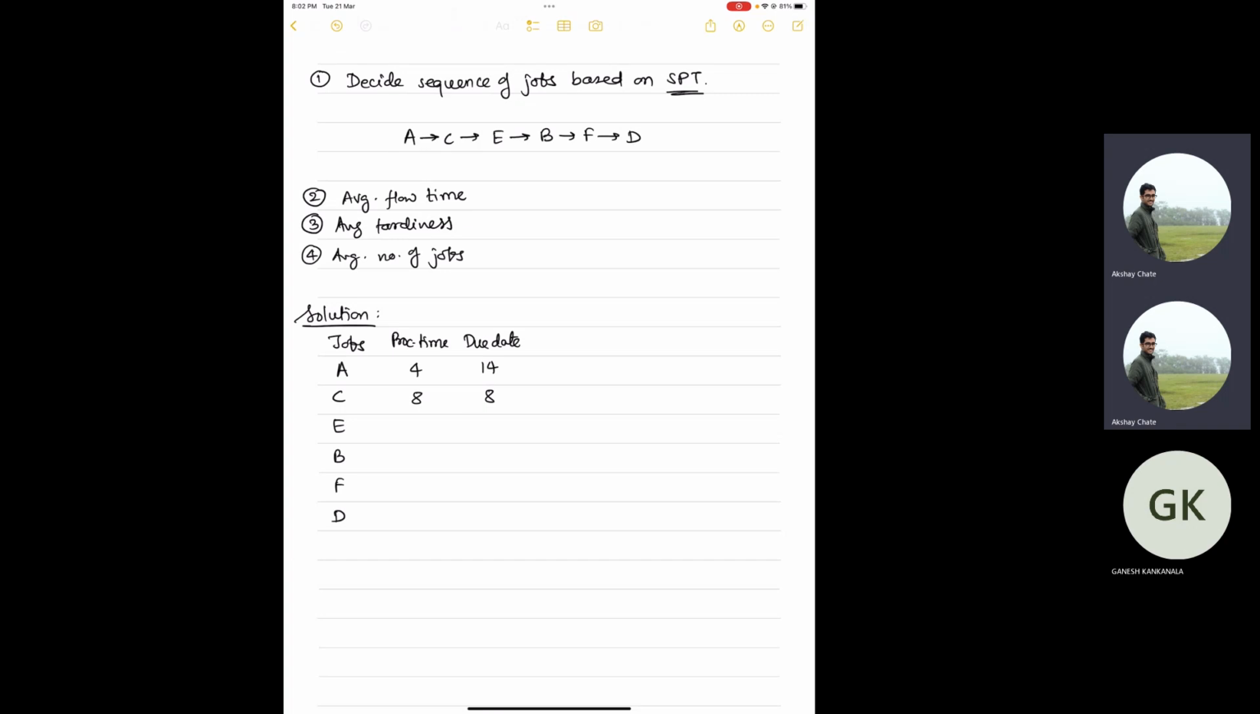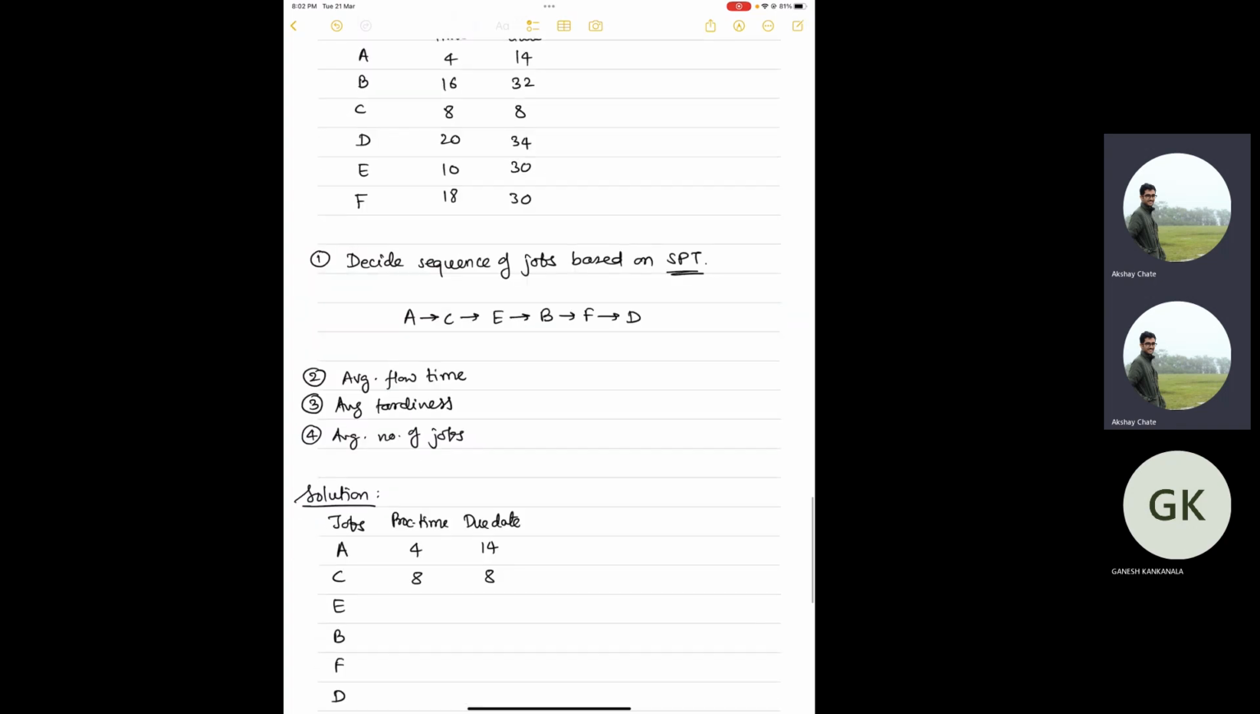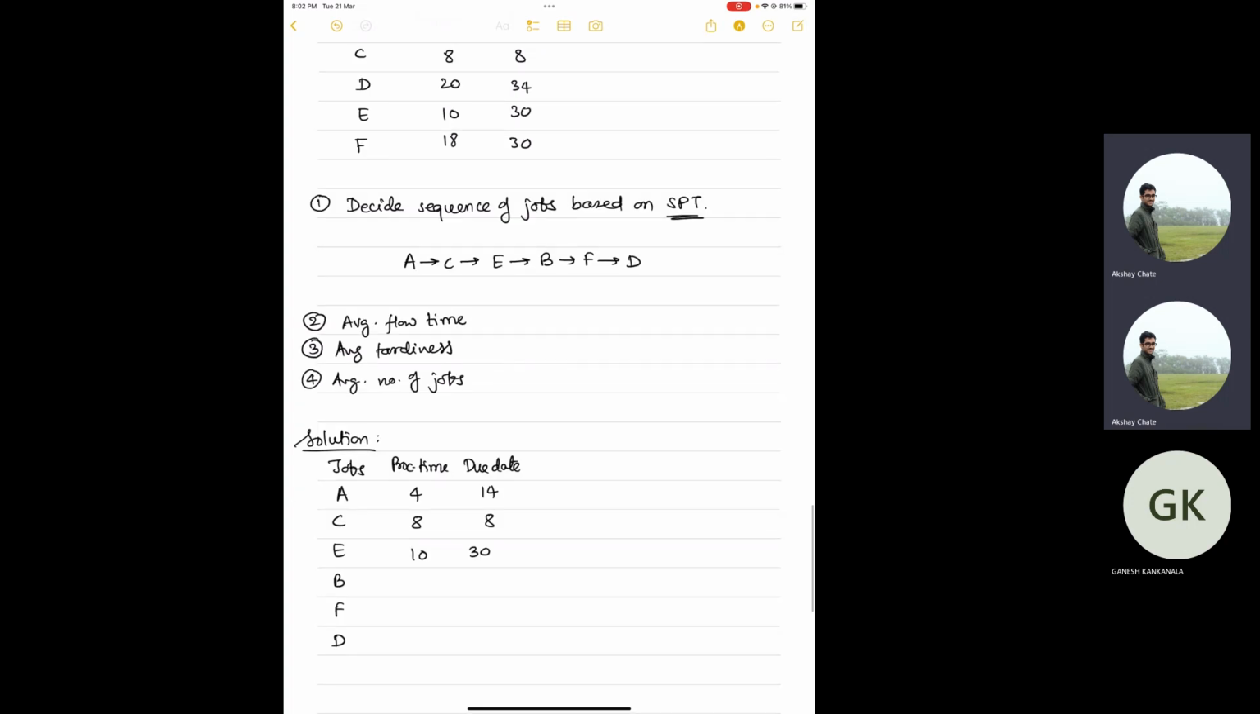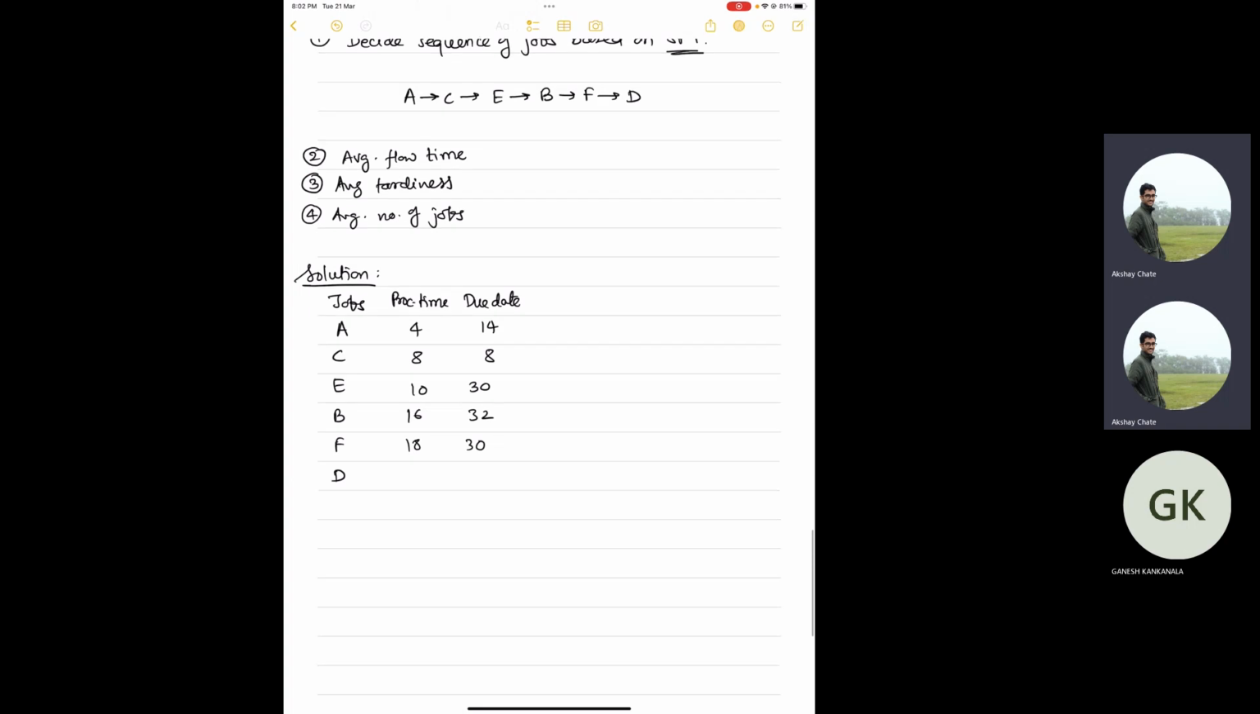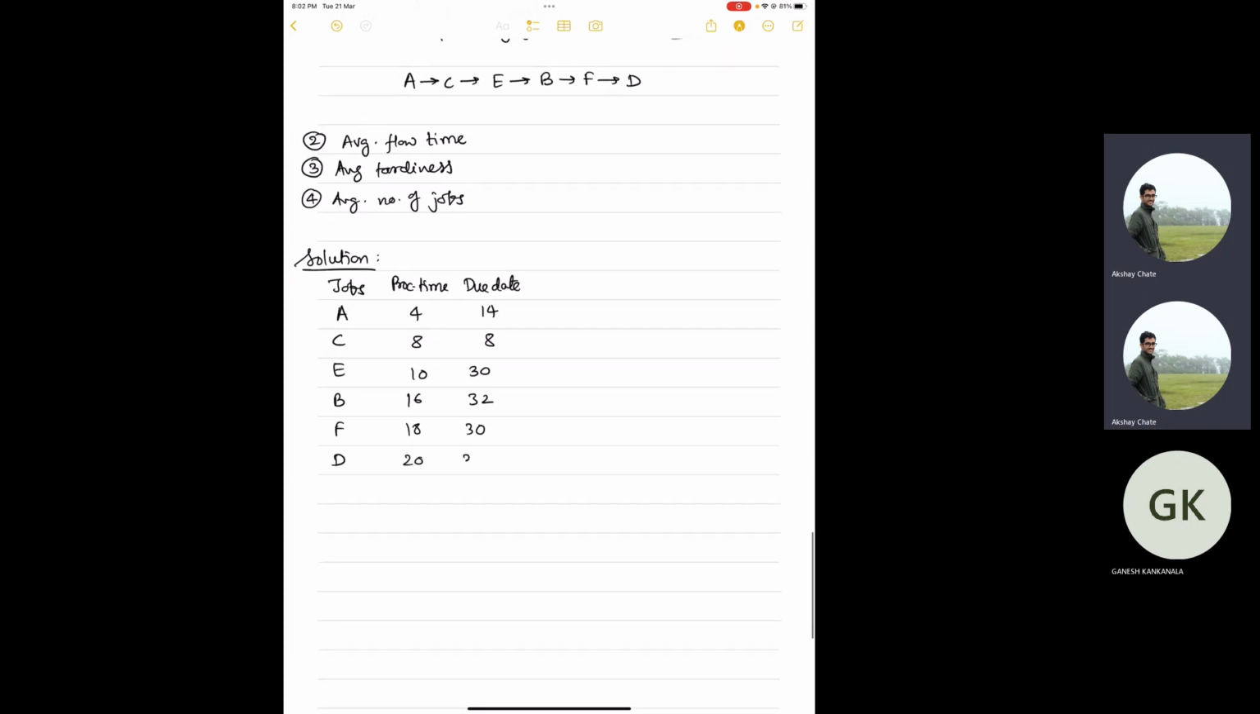So then A, C, F, D, one second, what was it? A, C, E, B, F, D. So ACE 10 and 30, B 16 and 32, F 18 and 30, and D 20 and 34. So this is this thing. Then we'll calculate flow time.